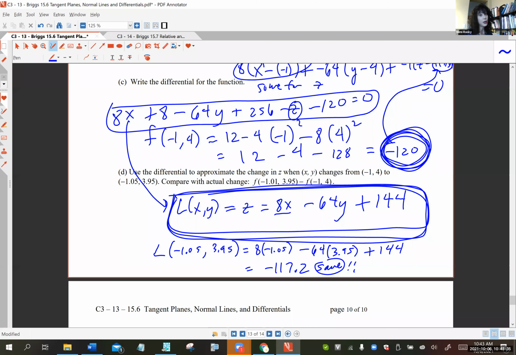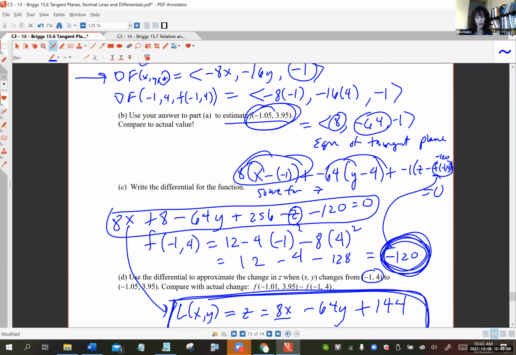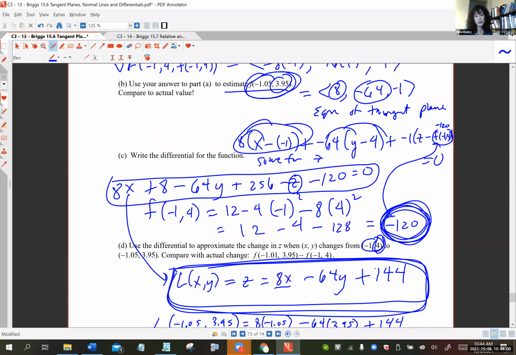So that's what the linear approximating function says. Now remember, this linear approximating function is pretty good as long as you stay close to the original point where the tangent plane was created. And this is pretty close to -1, 4. When the x coordinate is -1.05, that's pretty close to -1, and the 3.95 is a y coordinate that's pretty close to the 4. So that makes this acceptable to do.